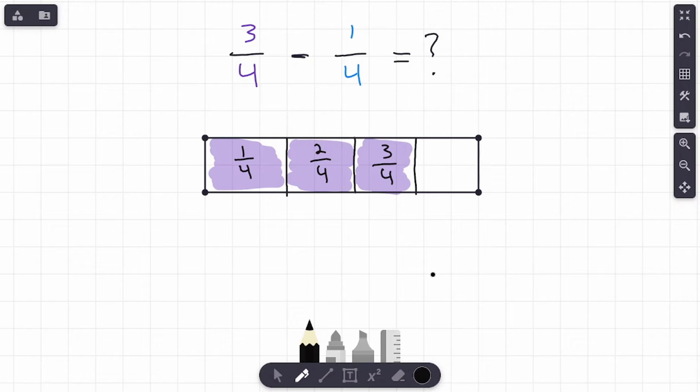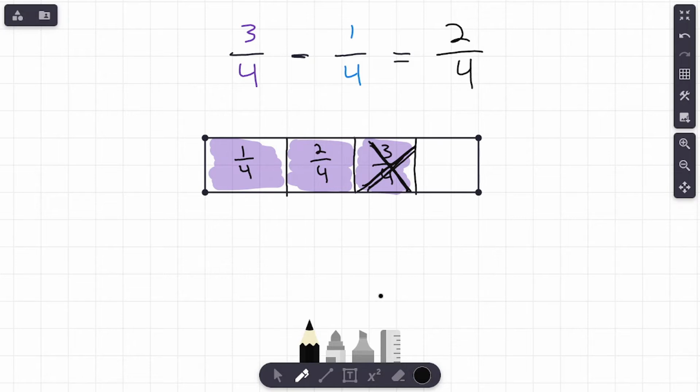If we're going to take away a 1/4, we're going to be taking away one of these 1/4s. So I drew an X here to show you. If we had 3/4 to start off with, and we take away 1/4, how much do we still have? Look on the screen. What's our model show us? 1/4, 2/4. 3/4 minus 1/4 equals 2/4.